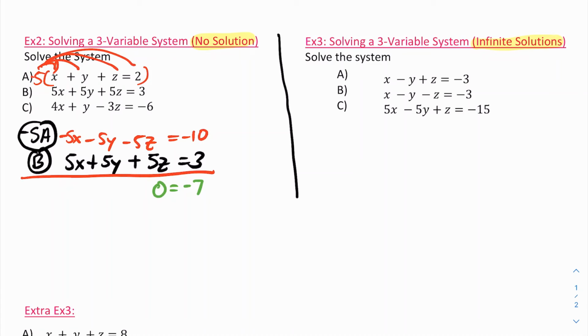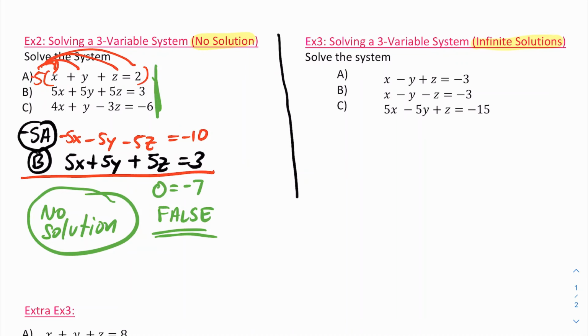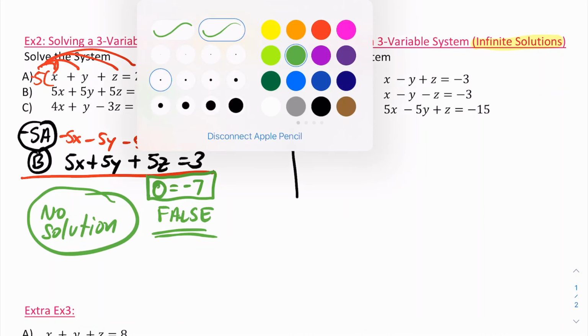So everything cancels, and I get a false statement. If that ever happens, this is no solution. It might not happen on the first try. It might happen on the second or the third. But if at any point while you're doing these, you get where all your variables cancel and you get a false statement, all the variables must cancel. If they all cancel and you get a false statement, then it's no solution. And you don't have to do anything else in that problem.